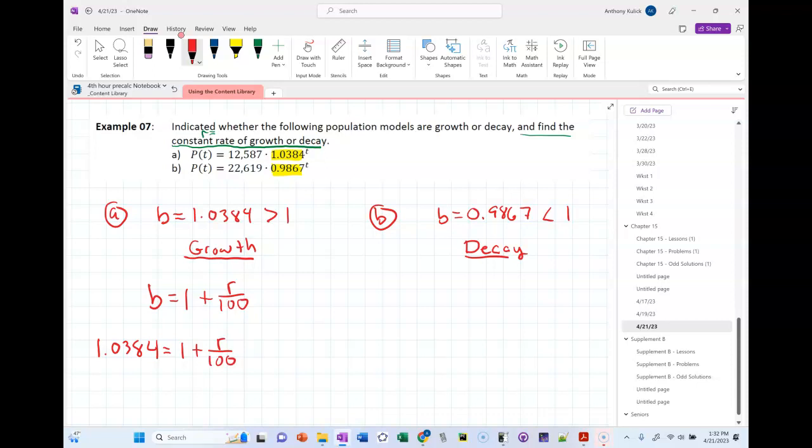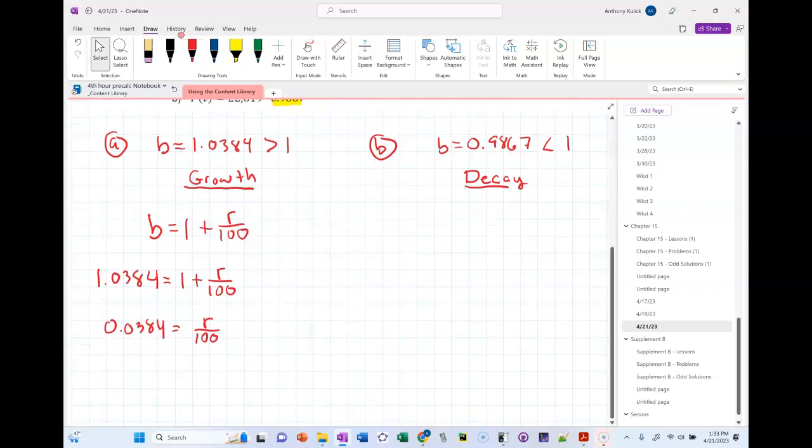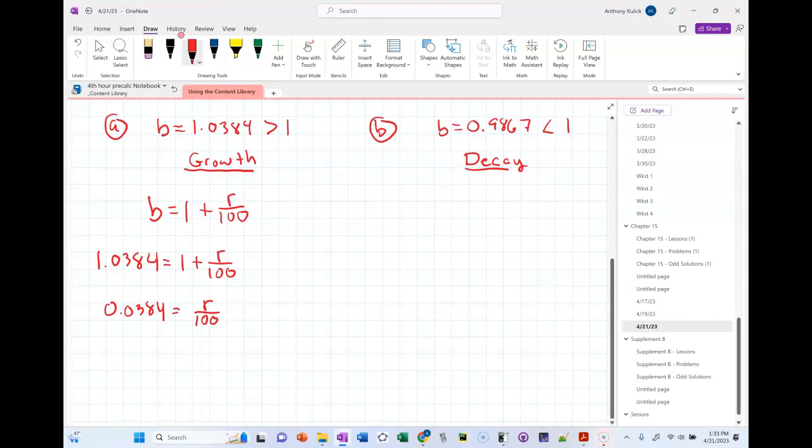First step would be to, what should I do first? Oof, this is like Algebra 1. Subtract 1, thank you. Next thing I should do is multiply by 100. And that's now a percentage. So that's my value for R.